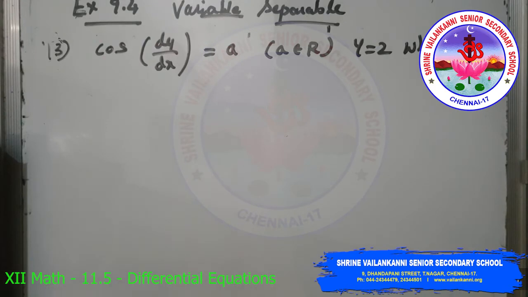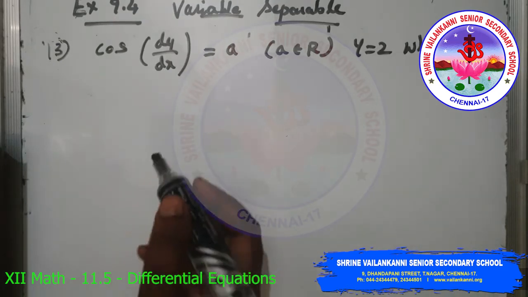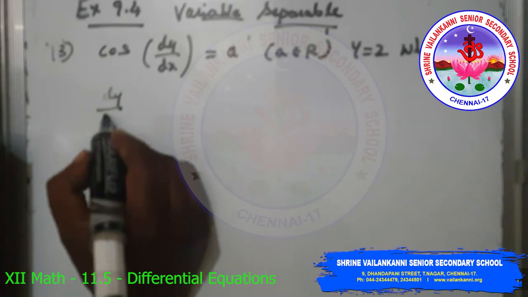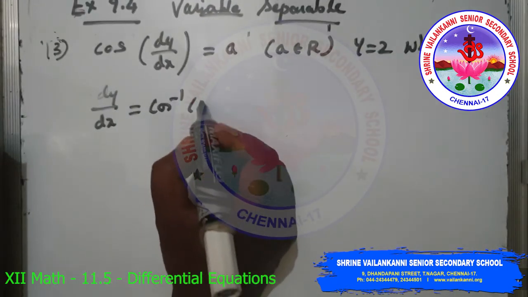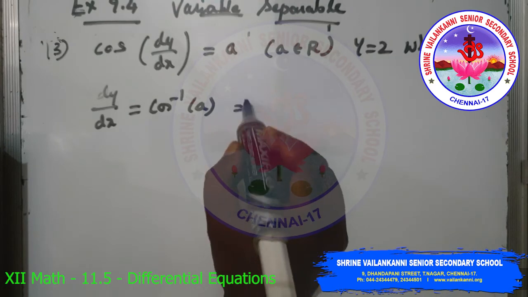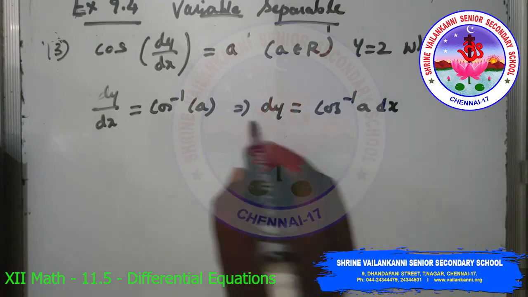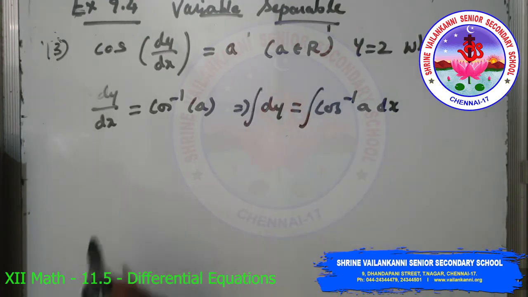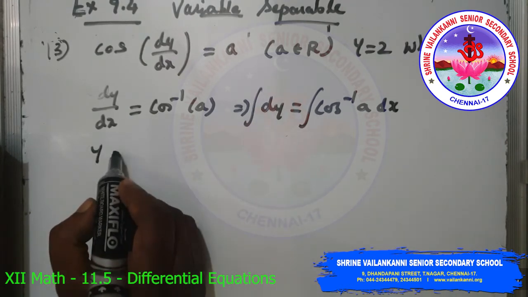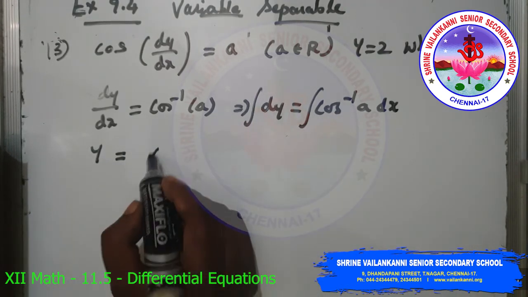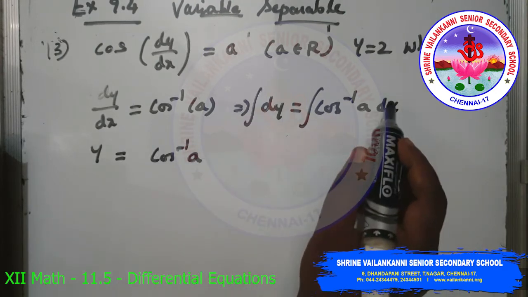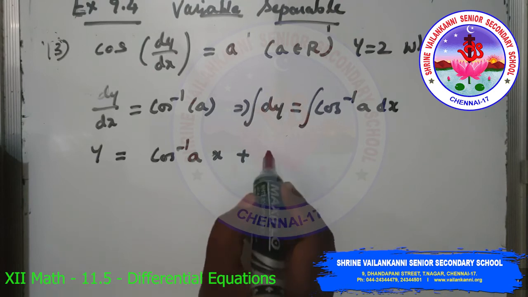13th question, cos of dy by dx, which is equal to a, where a belongs to real numbers, y equal to 2 when x equal to 0. So separating the variables, we can write this as dy by dx, which is equal to cos inverse of a. Separating the variables, we get dy, which is equal to cos inverse of a into dx. So integrating both sides, we get integral of dy is y, which is equal to cos inverse of a, and integrating dx we get x plus c.